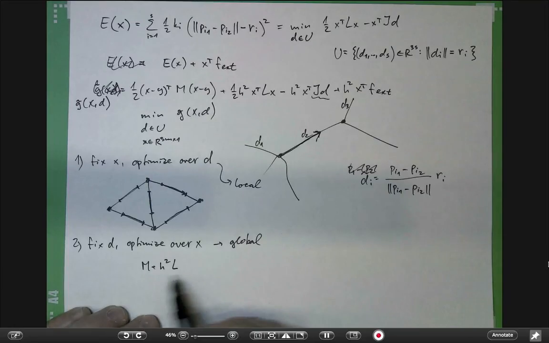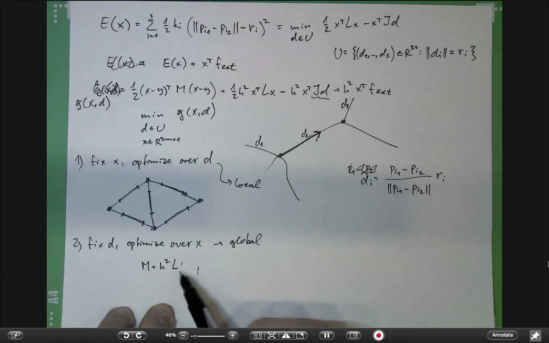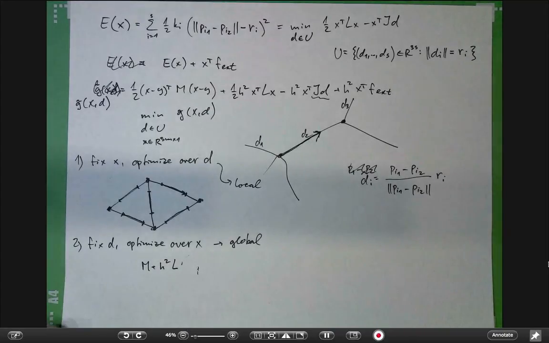You can show that this is symmetric and positive definite. It's because the Laplacian is positive. L is the Laplacian matrix, and it's positive semi-definite. If I add to it the diagonal matrix M, it becomes positive definite. You can prove this relatively easily.